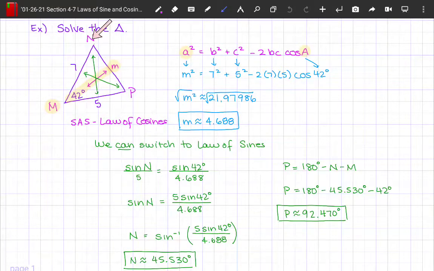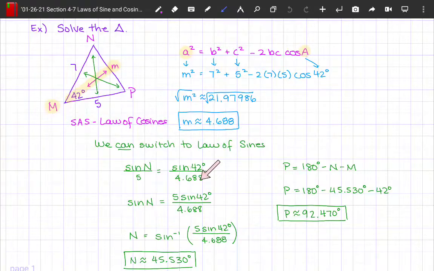Now I could have used the law of cosines again. And I have an example later to show you how to use law of cosines to find an angle. This was using law of cosines to find a side. So don't worry, we'll look at that. But what if I want to find angle n? And I want to use law of sines, because at this point now I can switch. So I'll do it.